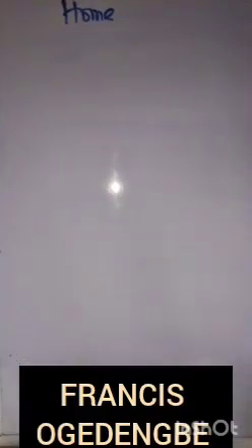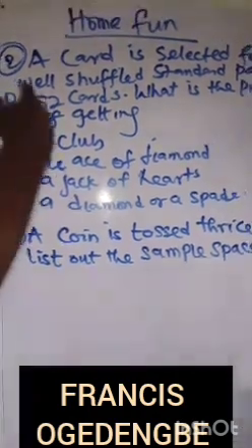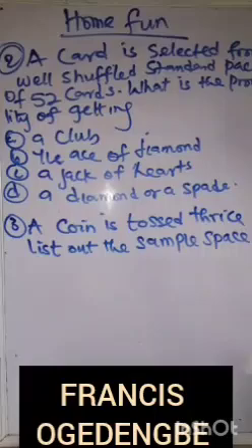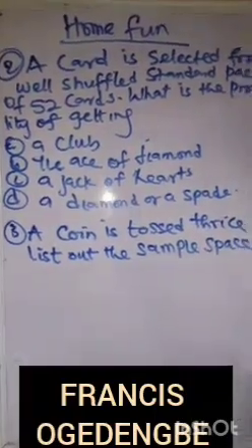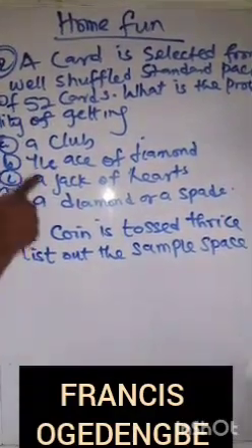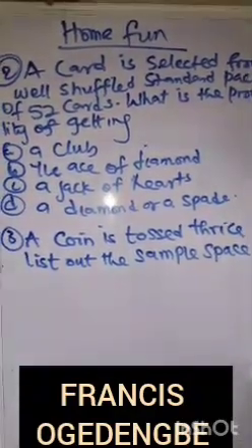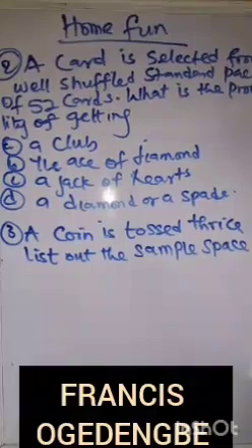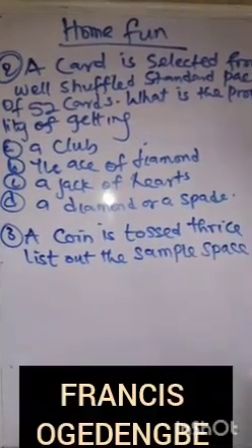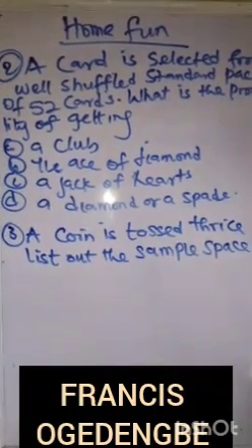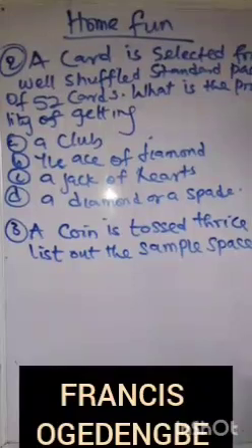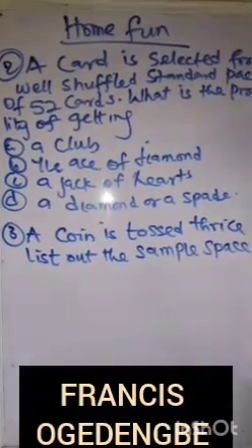In addition to the earlier homework that was given, a card is selected from a well-shuffled standard pack of 52 cards. What is the probability of getting a club? What is the probability of getting the ace of diamonds, a jack of hearts, and a diamond or a spade? And lastly, a coin is tossed thrice. List out the sample space. Until our next class.